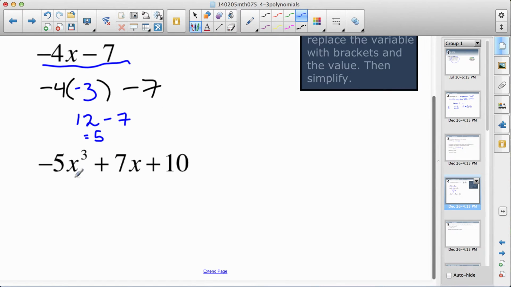Maybe try the one below for, let's say x is equal to 2. Evaluate that for x equals 2. Press pause, press play again when you're ready.